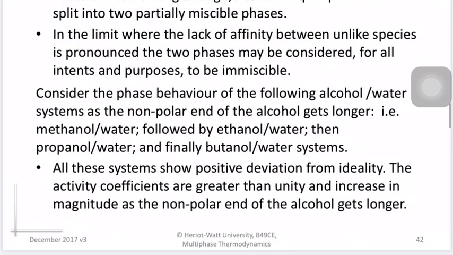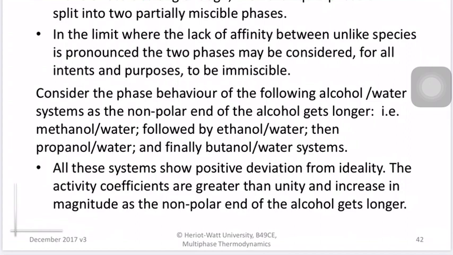Hello everyone. Now it's time to start the main part of topic 3b, or topic 4 in the new version: partially miscible systems or fully immiscible systems. Of course, we are talking about non-ideal solutions, and you have learned about both negative and positive deviation.